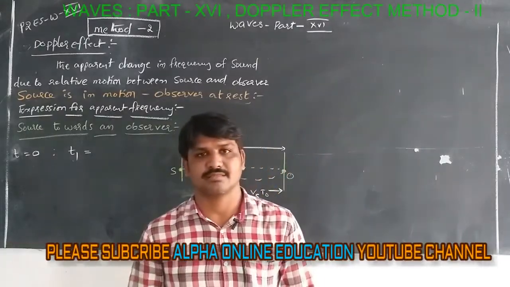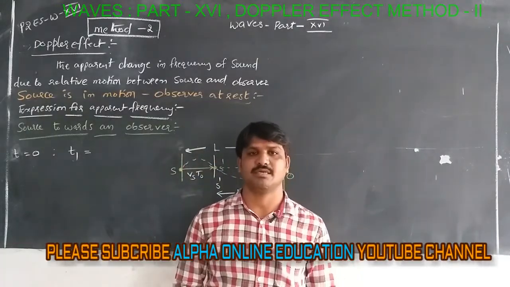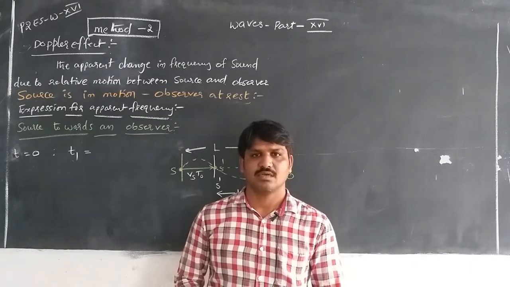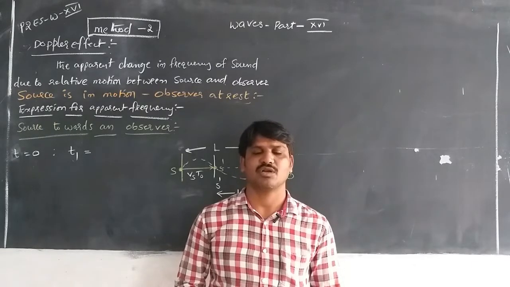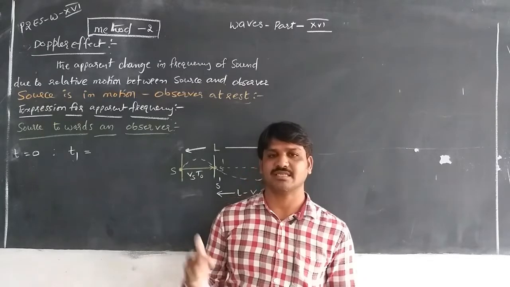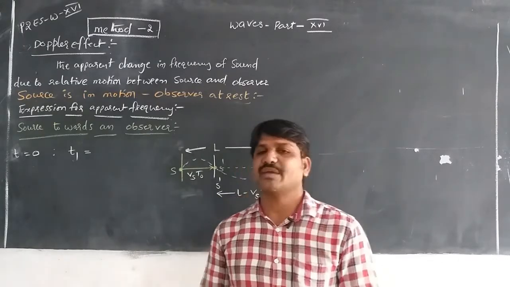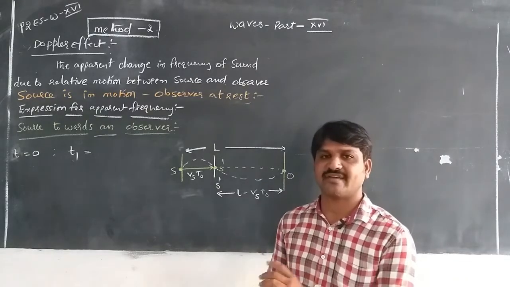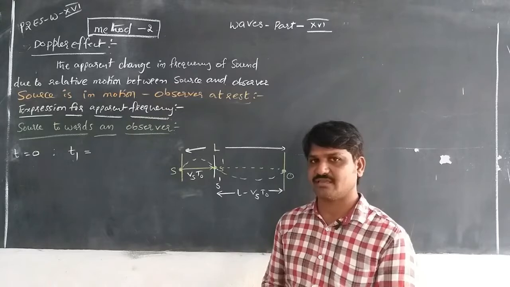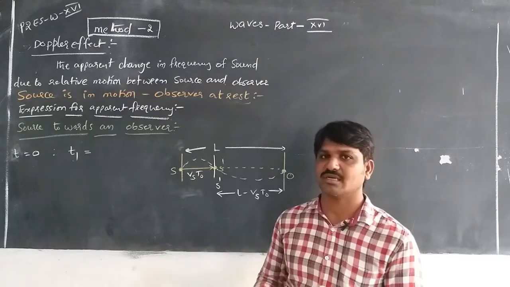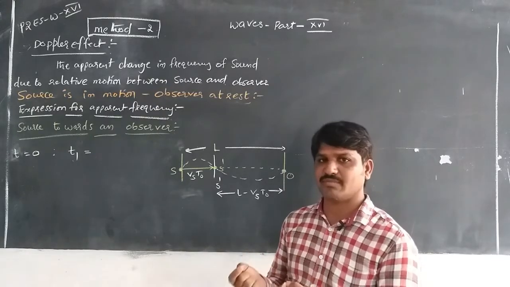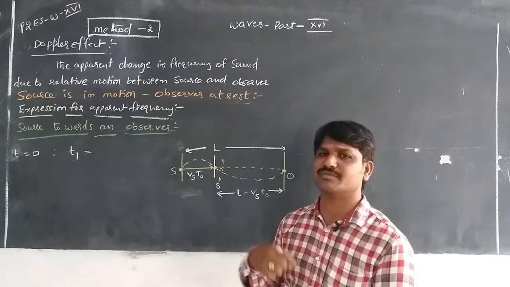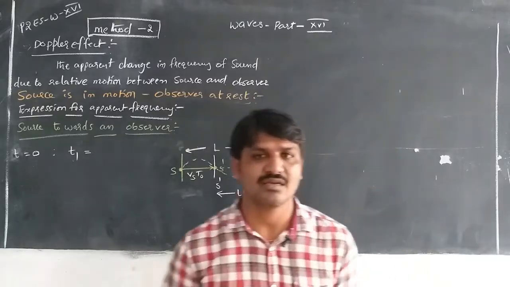In the previous video, we discussed the Doppler effect, method number 1. Now we are going to discuss Doppler effect method number 2, which is the time period method. In the previous video, we discussed apparent frequency and apparent wavelength. Here we are going to discuss time: the time taken by the source to travel and the time taken by the observer to receive the wave.